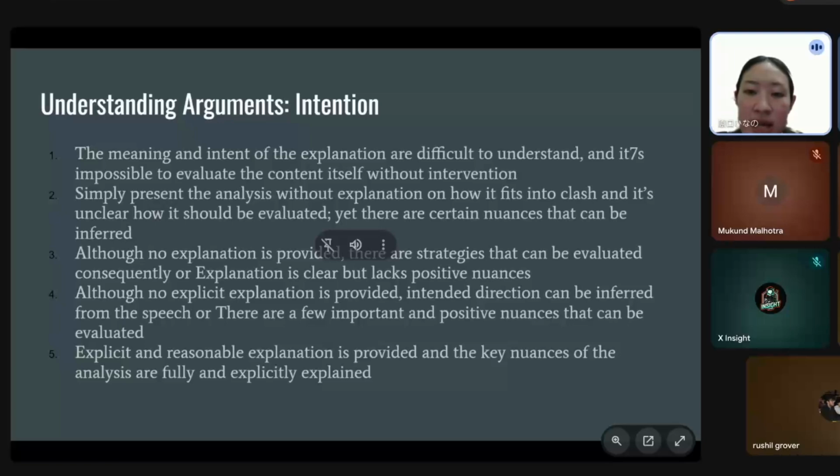The last level, the highest level, is that an explicit and reasonable explanation is provided, and the key nuances of the analysis are fully and explicitly explained. For example, this directly clashes with the important premise of OO; if we disprove this, OO's case would not stand because, etc. Or our extension does not depend on context or characterization of X, which caused a parallel debate in the opening half.